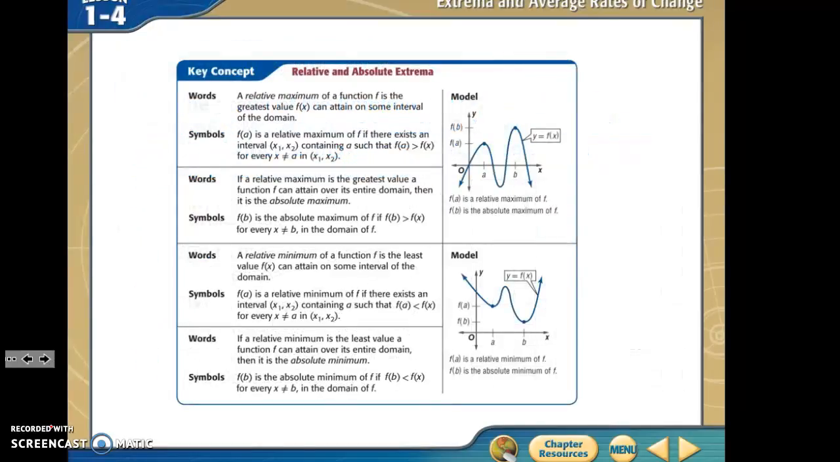All right, so now we're going to look at relative and absolute extrema. Extrema are your high and low points. So a relative maximum is the greatest value in a certain area, not necessarily for the entire graph, but just in an area of the graph. Then the relative minimum is the lowest point in a certain area.